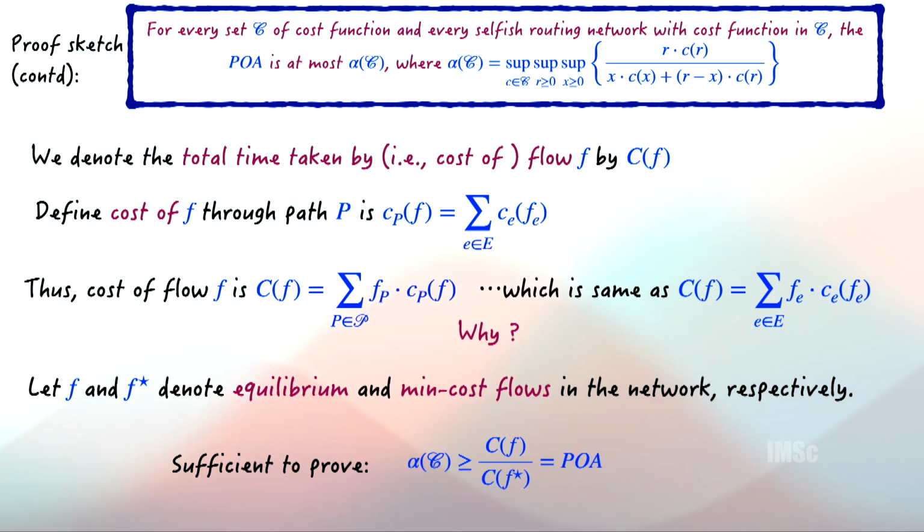Okay, so it's sufficient to prove that the cost of this equilibrium flow divided by the cost of the optimum flow is at most alpha c. This is the definition of the price of anarchy of this network, and this is what we have to show: at most.